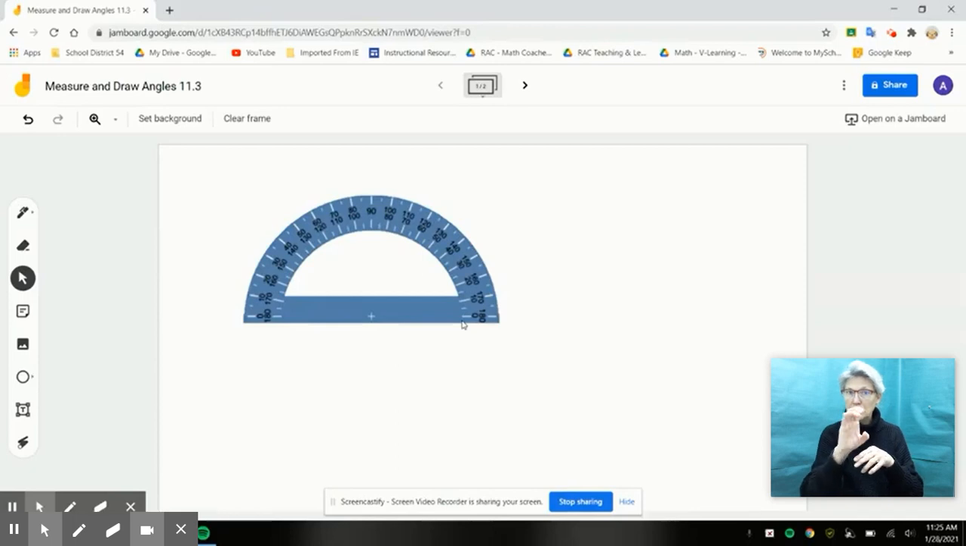When measuring, we need to check the reasonableness of an answer. We can choose the scale that makes sense for the angle positioning. We'll use this problem to help us explore and use a protractor.